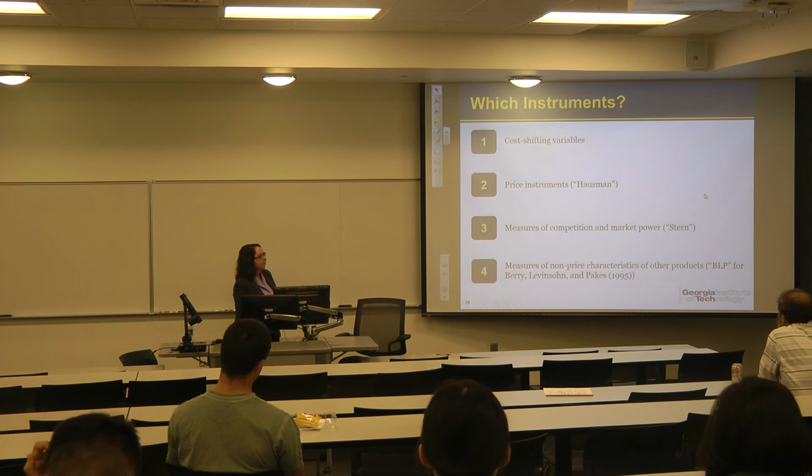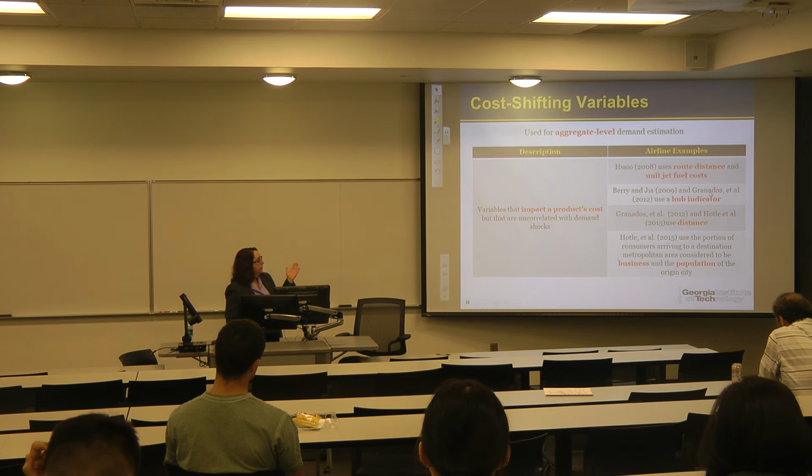There are four classes of instruments that have been used in the literature. I'm just going to show them here briefly because I know you guys haven't seen them, just to show you that many exist and have been used. Cost shifting variables are used at the aggregate level. These are things that impact the product's cost, like I mentioned, the fuel cost, distance, whether you're a hub.